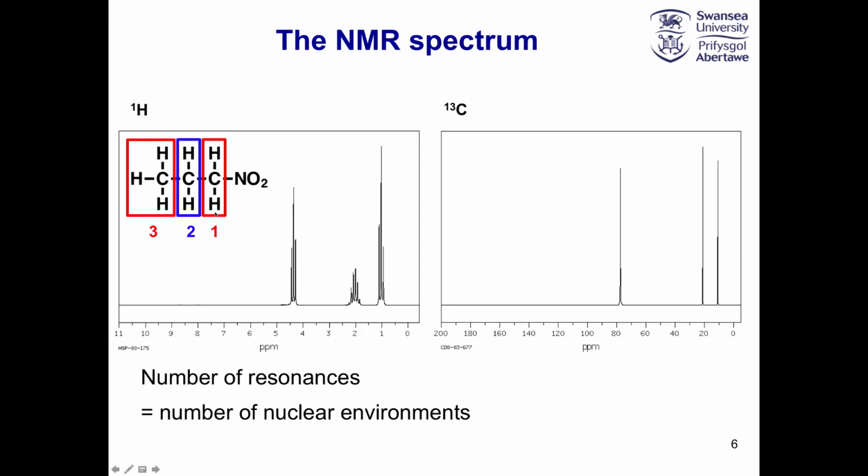If two or more groups can be interconverted by symmetry, by bond rotation, or by some other exchange process, then they will be in the same environment as one another. In this case, the number of hydrogen and carbon environments are the same, but they can be different. For example, if you have carbons with no hydrogens attached, or if you have alcohols or amines which have hydrogens that are not attached to carbon.